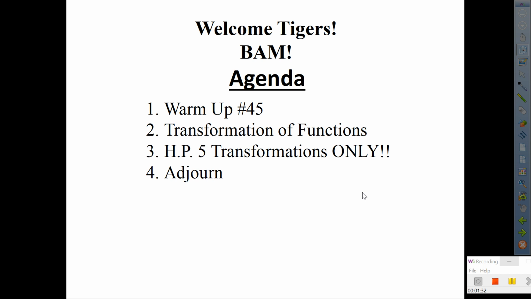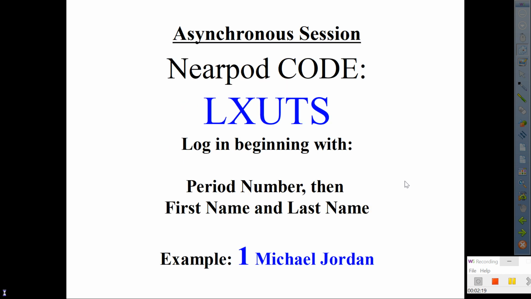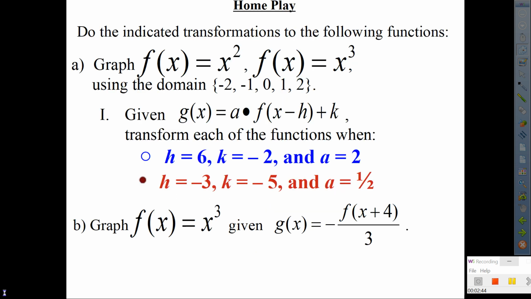All right, Nearpod code LXUTS, and that's where you can go on Nearpod to get your home play. Your home play from last night was only 5 transformations, so go ahead and take a picture and submit that on Canvas, please. As soon as you're done, grab a graph paper from over there and get a Cornell note going.